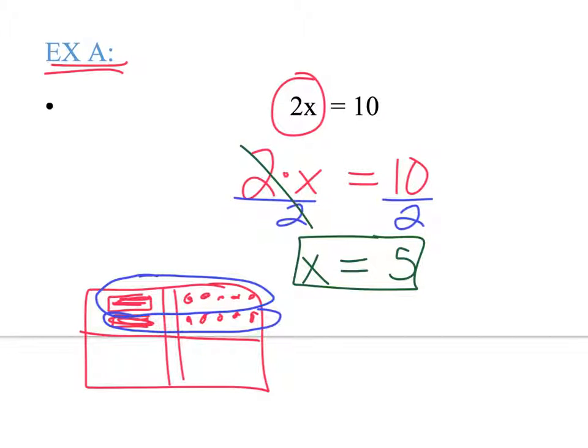Let's plug in our answer to make sure that it makes sense. So back in the beginning, does 2 times 5 equal 10? Yes, it does. So I know for a fact that I have the right answer. Let's try another example.